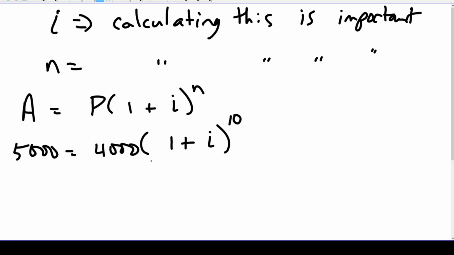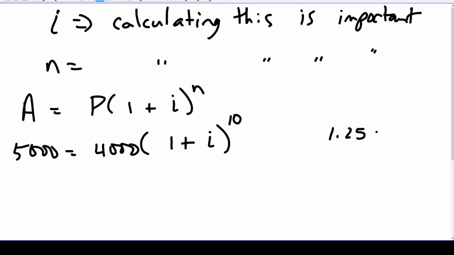What would be the first step here? Yes, you're right. We are going to use roots. The first step would be to divide 5,000 by 4,000, right? So we'd end up with something like 1.25. It doesn't matter.